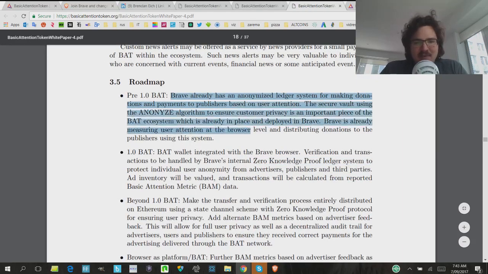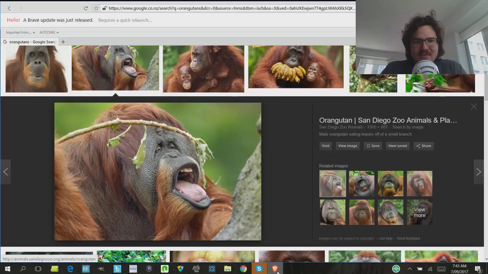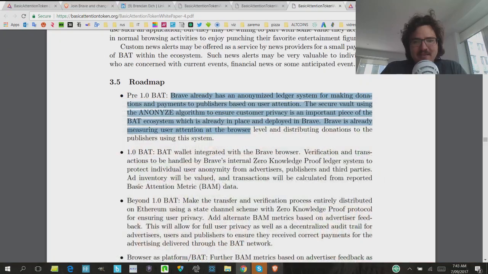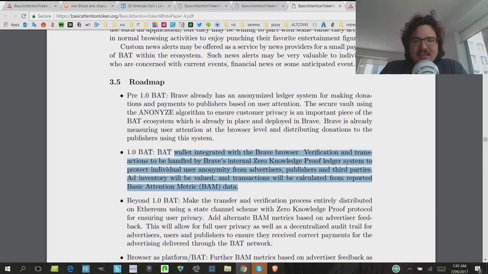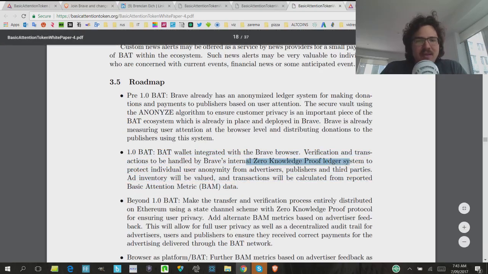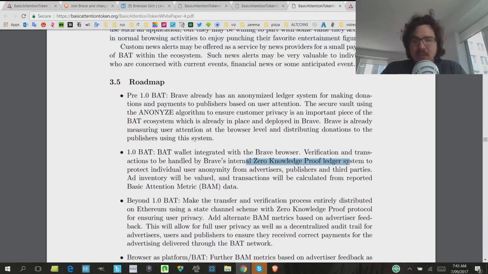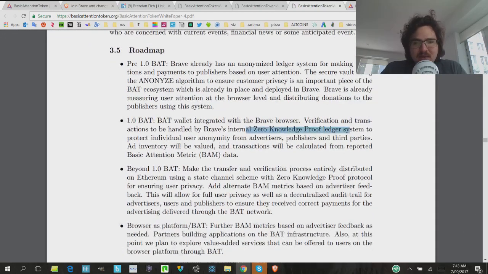It's already happening. Again, Brave is already out. It's already working. Now the next thing they're looking at is zero knowledge proofs. So they're bringing that in to help protect your anonymity from advertisers, publishers, all these guys. So great. That is on the way.